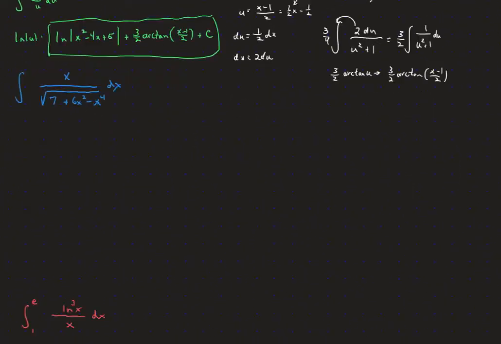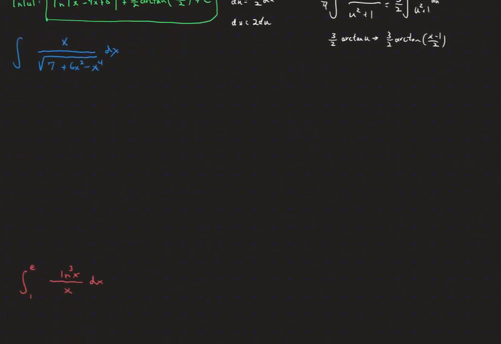All right, let's look at this next one. Now, if we try making u this denominator, the 7 plus 6x squared minus x to the 4th, then du is going to be like a 12x minus 4x cubed. We don't see any x cubes anywhere around there. So that means somehow or another we're going to have to make this into an inverse trig function. We have a radical, so I'm thinking maybe arcsine, maybe arcsecant.